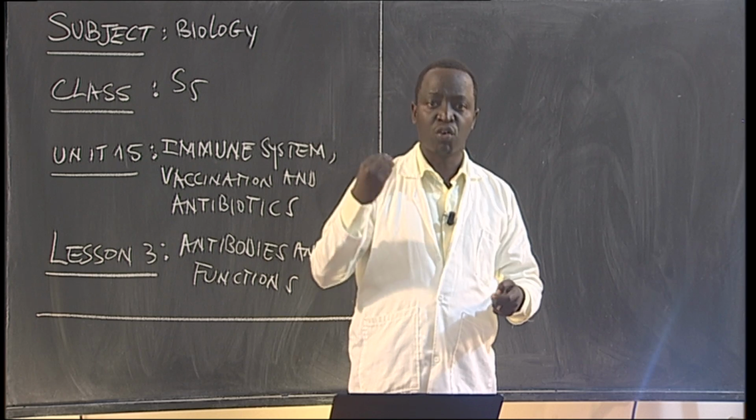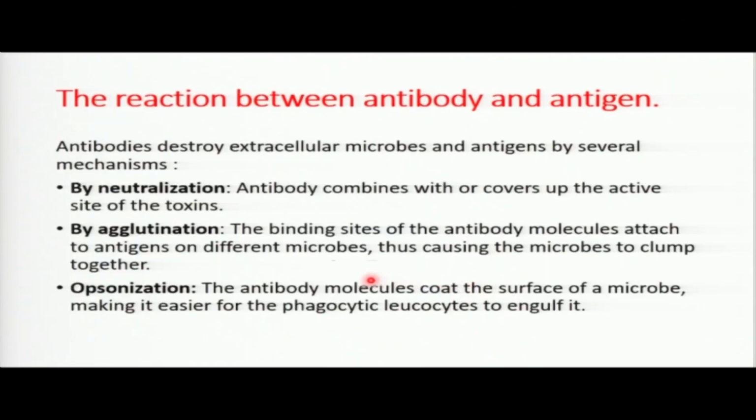Number three, another mechanism of destroying antigens of the germs is by what you call opsonization. Opsonization. So what happens? The molecules are going to coat the surface of antigens of the germs. Once they are coated, it will be easy for the white blood cells to do what? To engulf them. This is what you call opsonization.